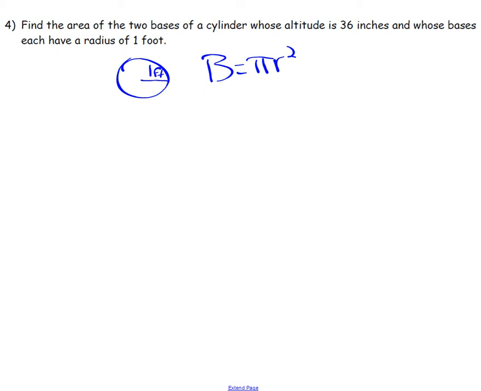Okay. We can use 3.14 for this. Because the radius is just 1, it's really just 3.14 times 1 squared. So what's 1 squared? 1. The answer is 3.14.